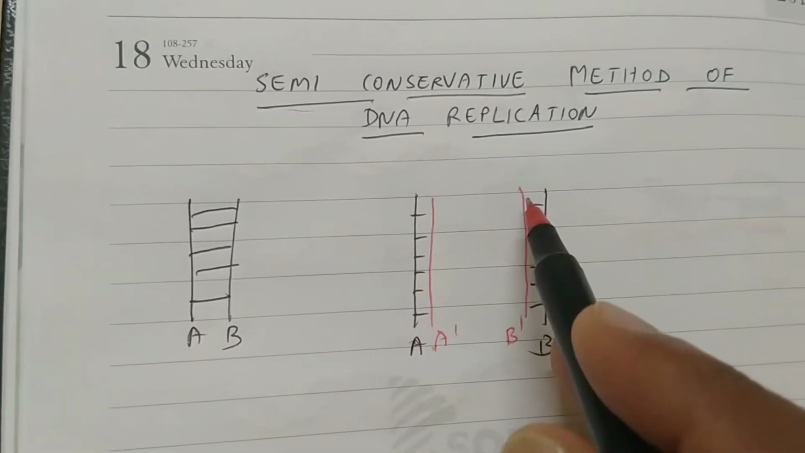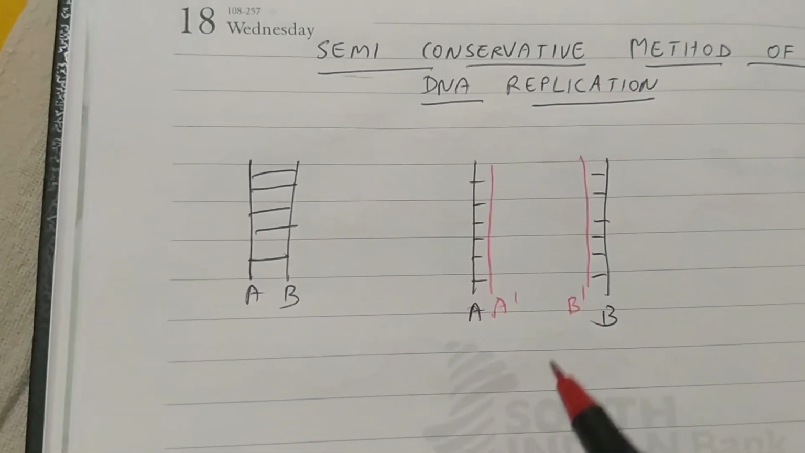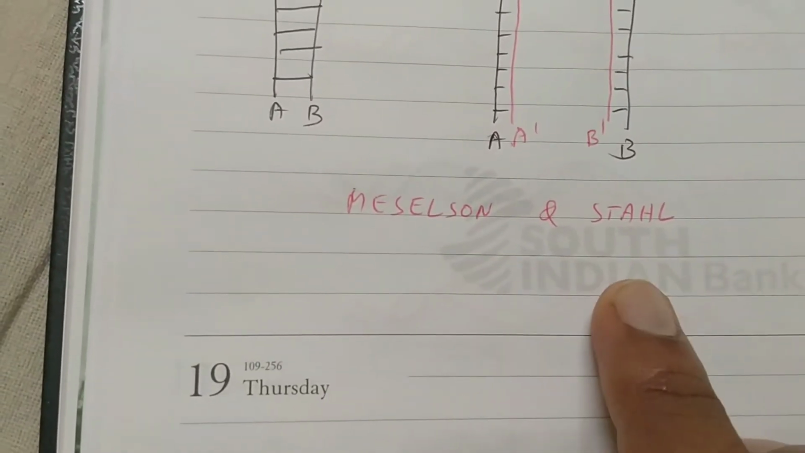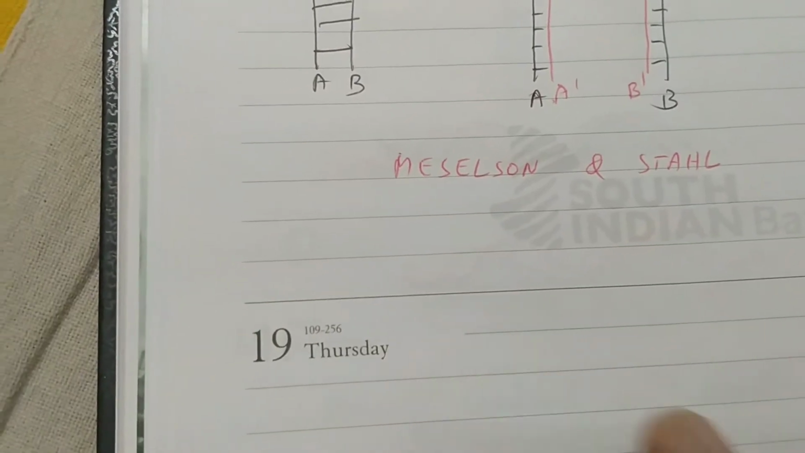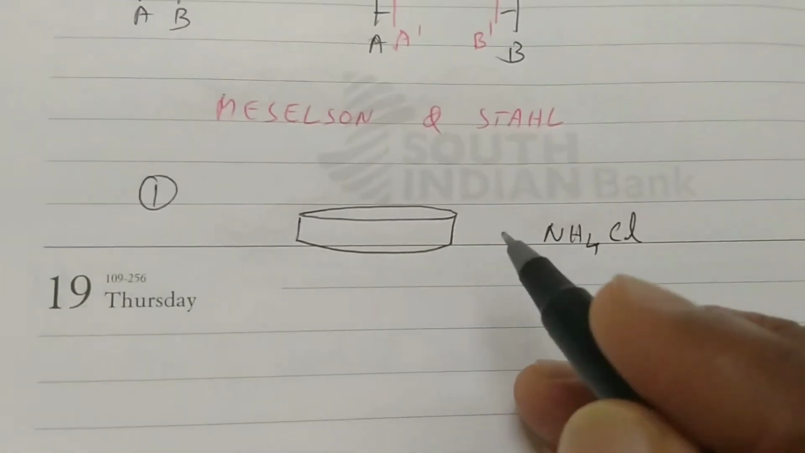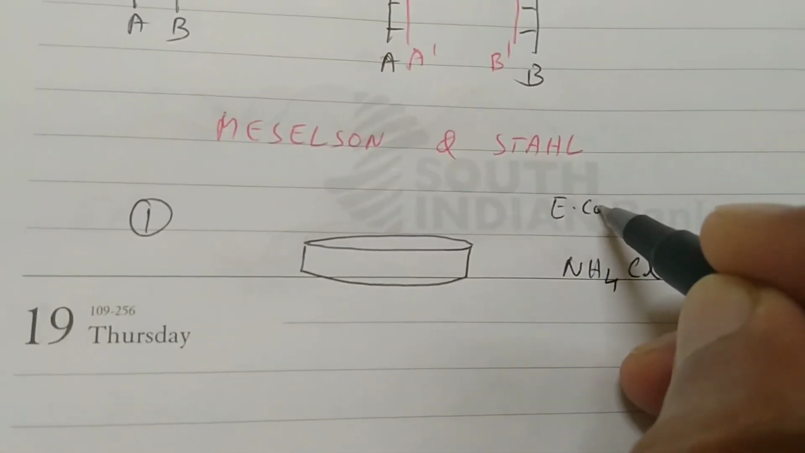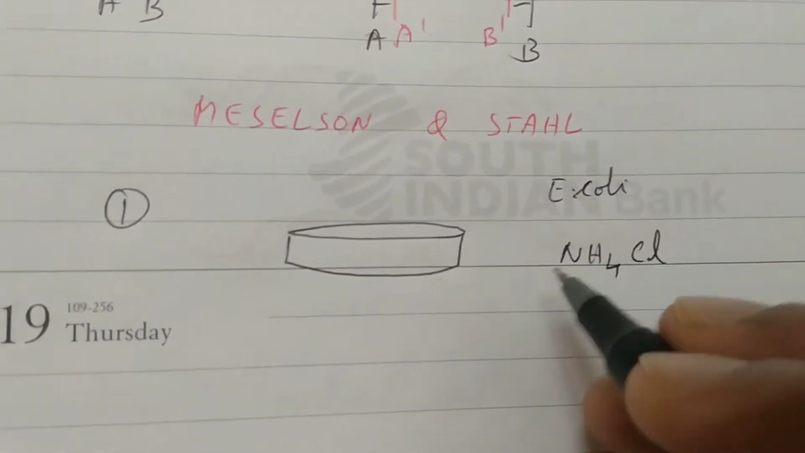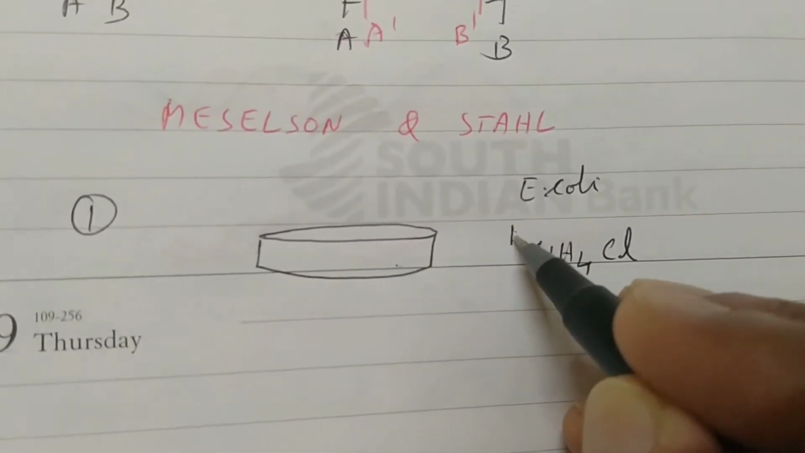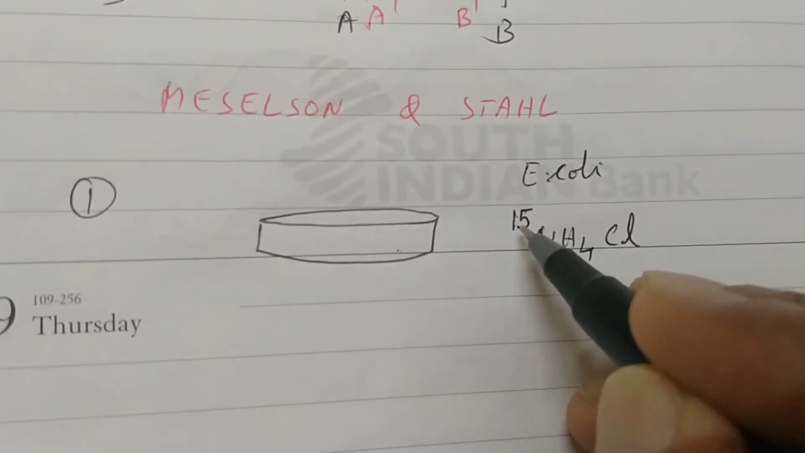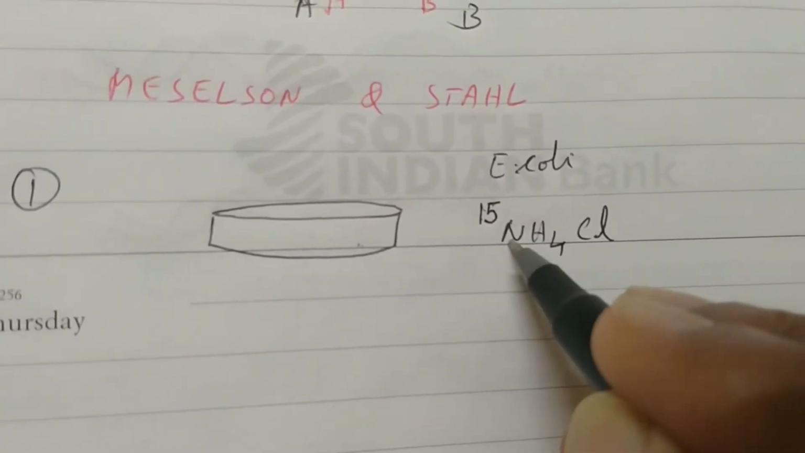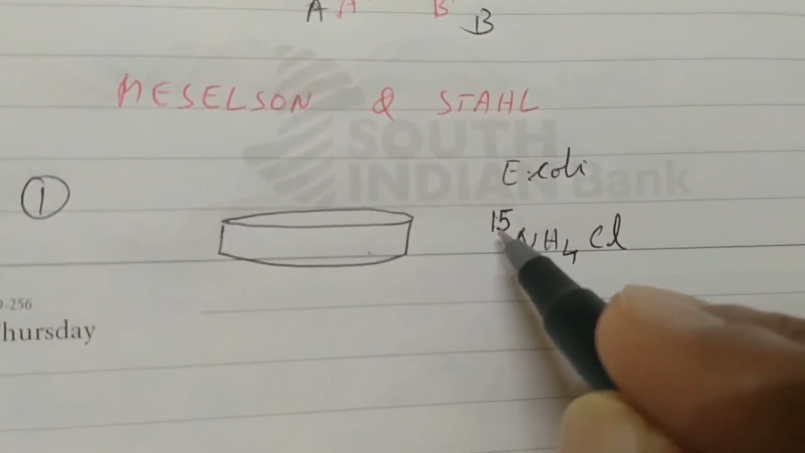The experimental proof for this was given by two scientists, Matthew Meselson and Franklin Stahl. So we will go to the experiment. As the first step, they grew some E. coli bacteria. You know what is E. coli? E. coli bacteria in a medium in which the nitrogen source is ammonium chloride, and this nitrogen source is of a heavy isotope. In ammonium chloride the nitrogen used is of a heavy isotope, that is N15.